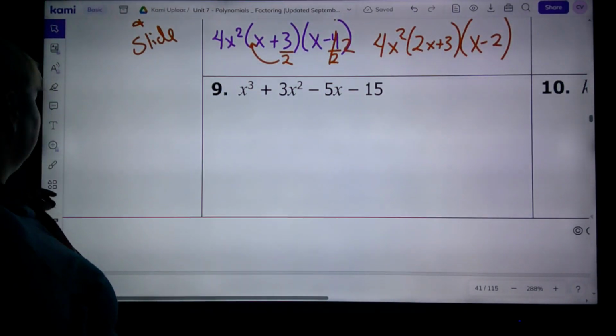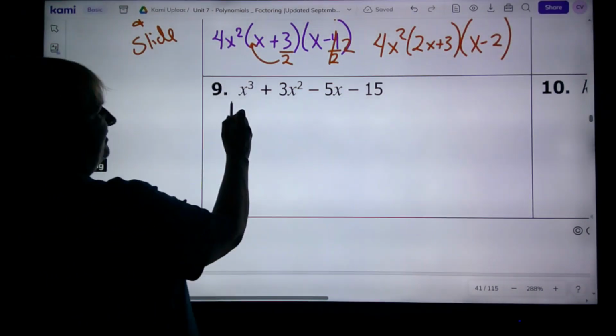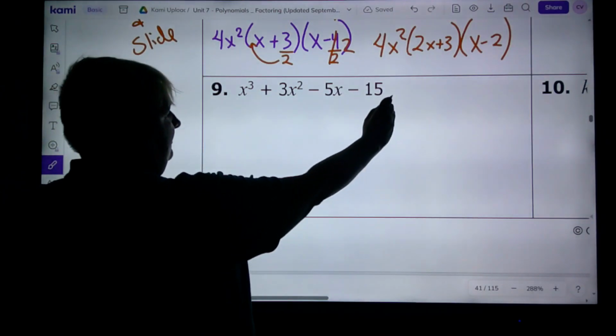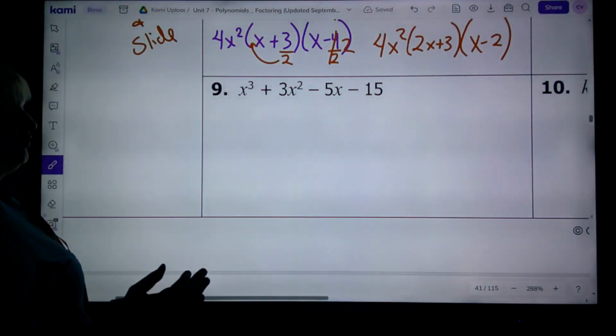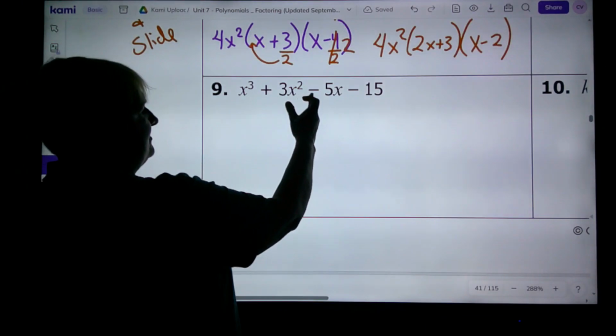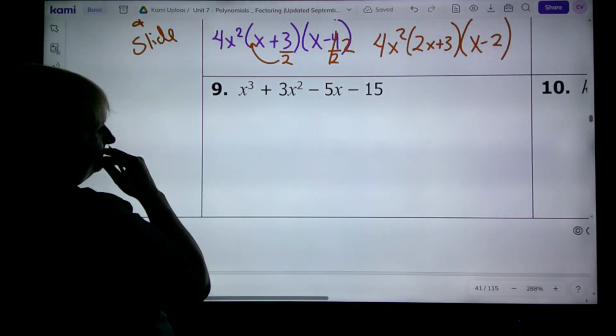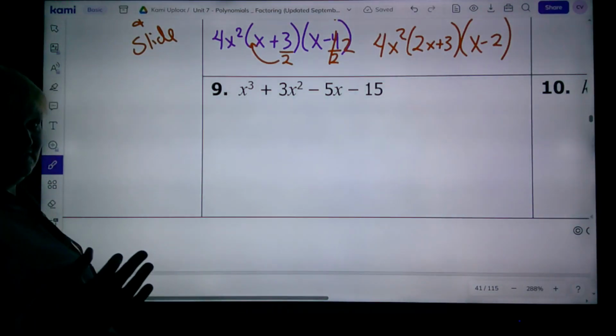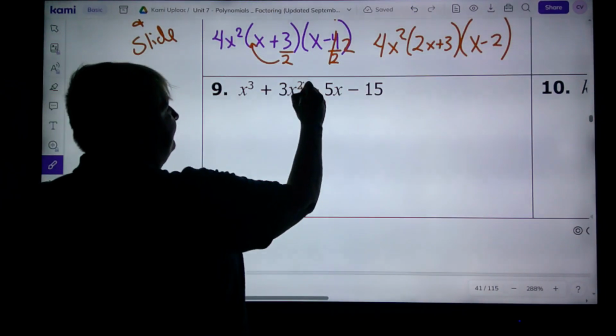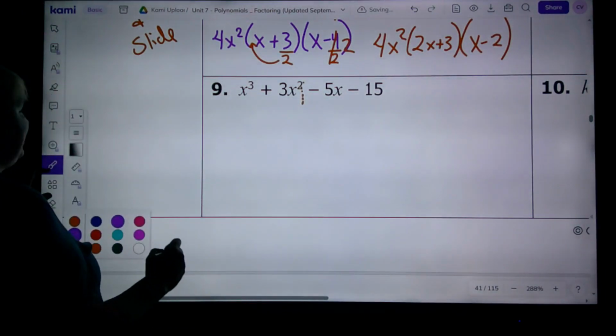All right, 4 terms, let's group. I mean, they look like they're in a good order to me. Let's test it out. We might have to rearrange. Let's test it out and see what we get.